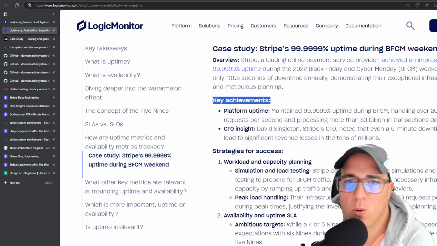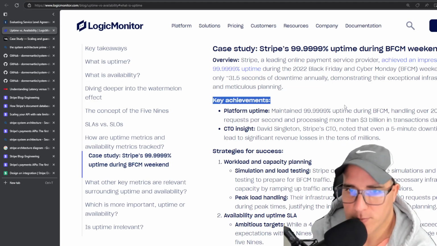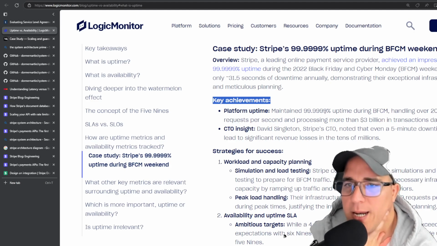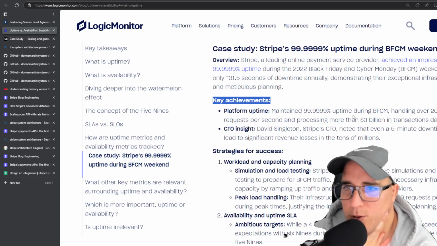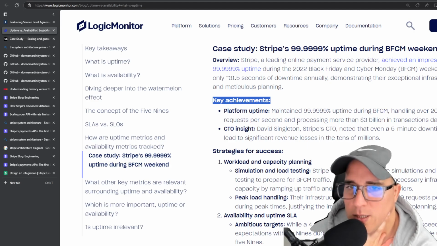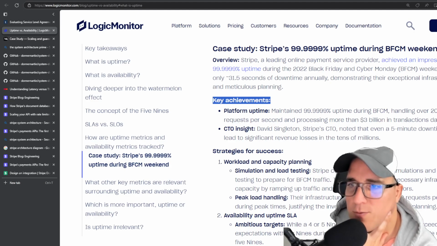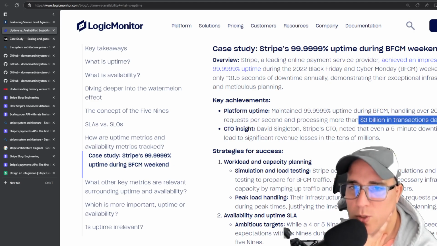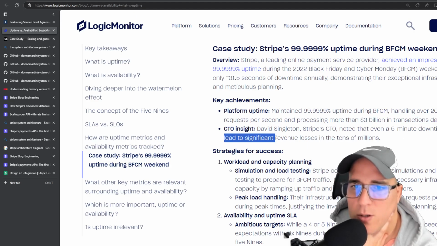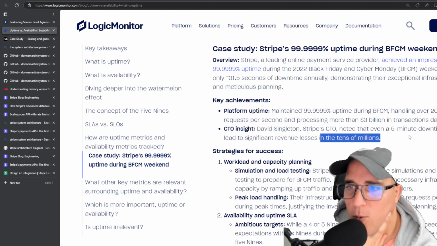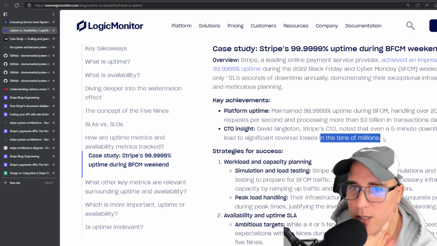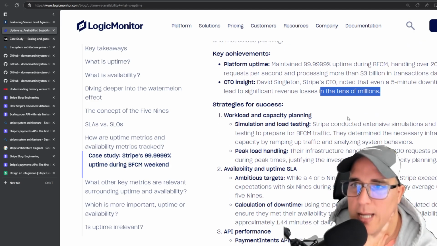Okay, let's see what we can learn from this specific use case. Platform uptime: maintaining 99.9999% of the time during BFCM, handling over 20,000 requests per second and processing more than 3 billion in transactions daily. CTO's insight: David Singleton, the Stripe CTO, noted that even 5 minutes of downtime could lead to significant revenue losses in the tens of millions. Wow, just 5 minutes can generate more than tens of millions of dollars in losses. This is insane. That's what I believe.